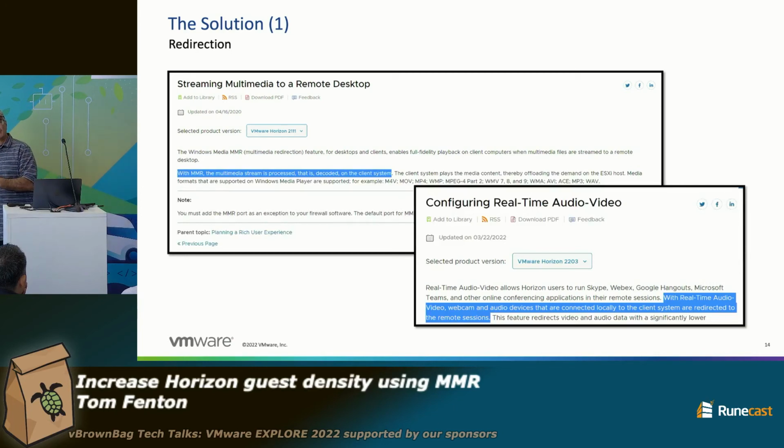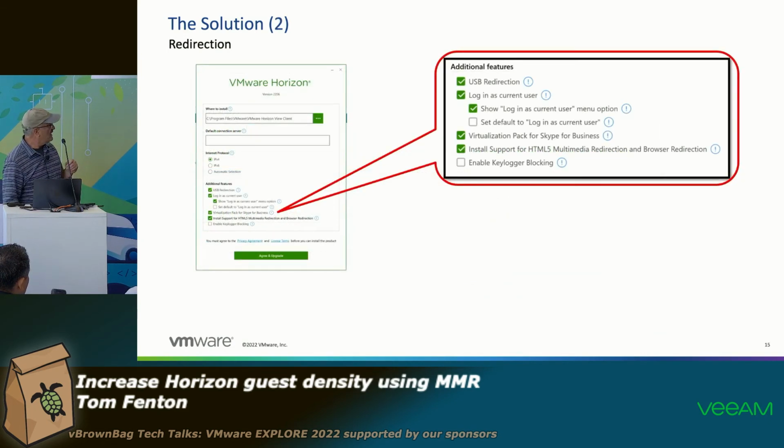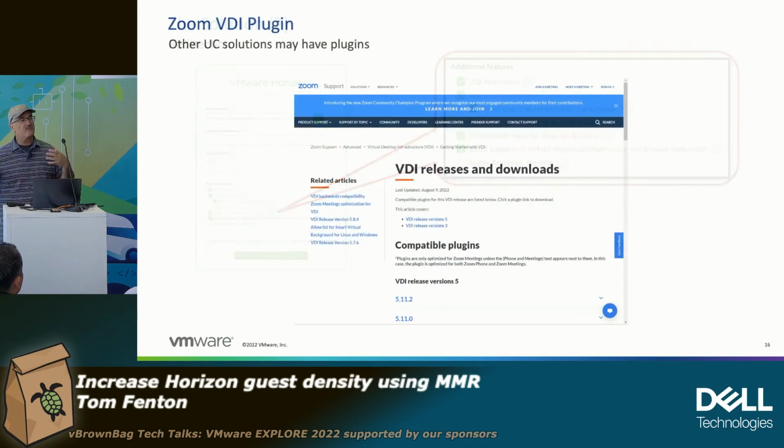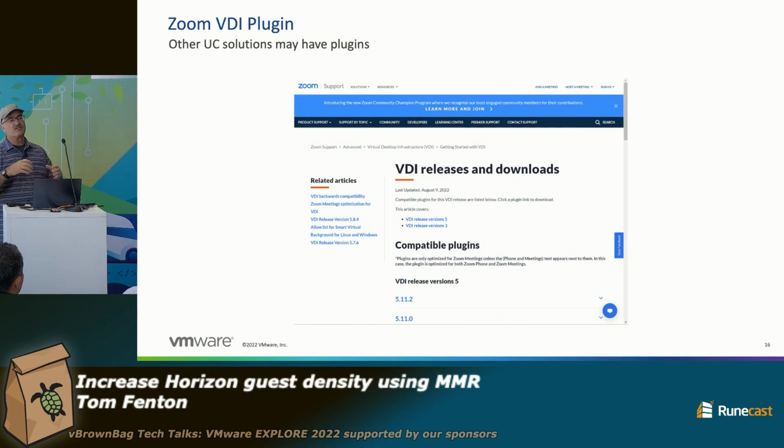So the solution, how do you get this? When you install your Horizon agent, these are the notes. They do a great job documenting this. When you install the agent, just make sure you do a couple check boxes. If you are running something like Zoom, they have a plugin that you need to download and install. It's free to use. It's real easy to install, and it is supported by Zoom. Zoom realizes that we need this, and so they've been great about doing it.